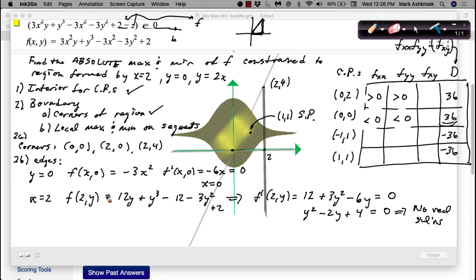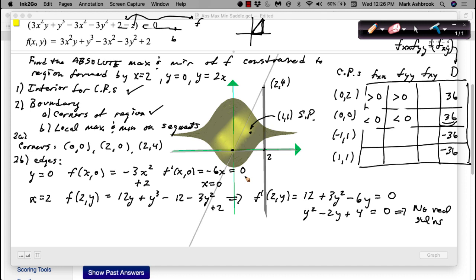So this function should have been 12y plus y cubed minus 12 minus 3 squared plus 2. That should have had a plus 2. But it ends up being inconsequential because it goes away when we get to the derivative. What about this? We blew this one too? Yes, it should have been 3x minus 3x squared plus 2. For the function, again, the derivative is just minus 6x. Is that cleared up? Okay, thank you.